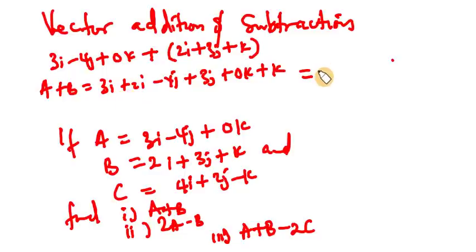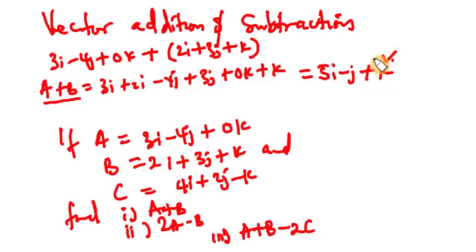So that we now have 3i plus 2i is 5i. Then we have minus 4 plus 3 is minus 1, so we have minus j. Then you have 0 plus 1, which is 1, so you have plus 1k or plus k. So this is a plus b. When you add the vectors a plus b, this is what you have.